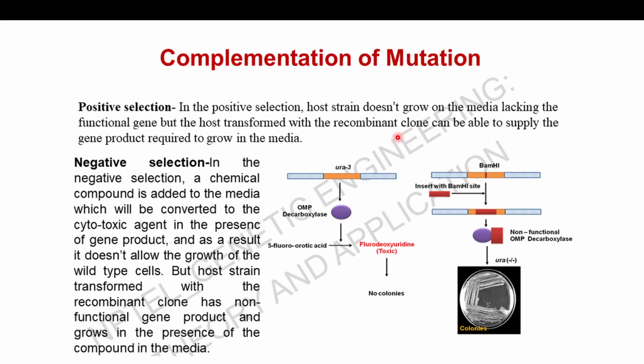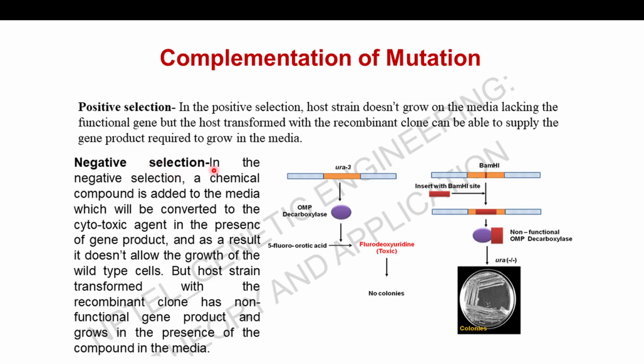Now, here, one thing to be taken care of is complementation of mutation. So two types of selection play a role here. One is positive selection, wherein the host strain, or the recipient cell, can't grow on the media lacking the functional gene. But if the host cell is transformed with a recombinant clone that is able to supply the gene product which is required for the growth of the recipient cells, then it grows.